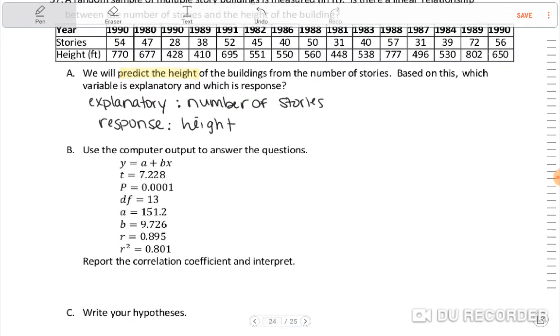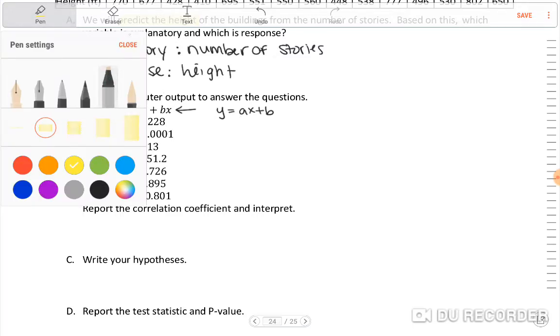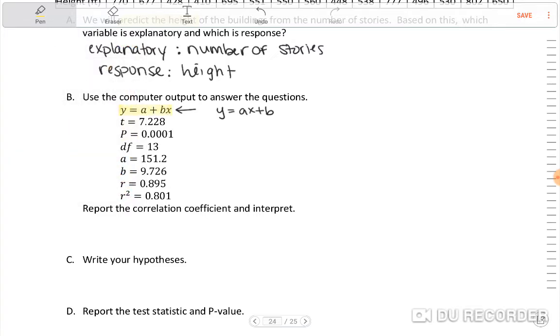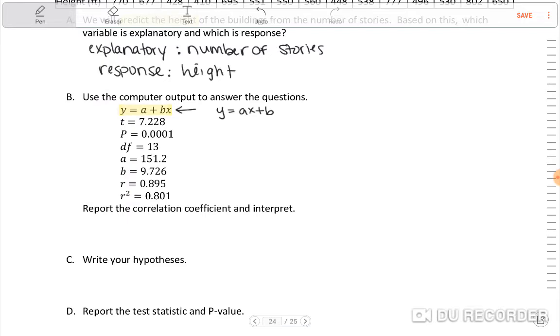Let's see. Use the computer output to answer the questions. All right, we got a lot of information here. Now, I'm noticing this is different than what we were seeing on our calculator. On our calculator, we had y equals ax plus b, right? And so this looks different. So I really want you to pay attention and notice this right here, that's different, okay? So just keep that in mind whenever you're coming up with any kind of equations here.